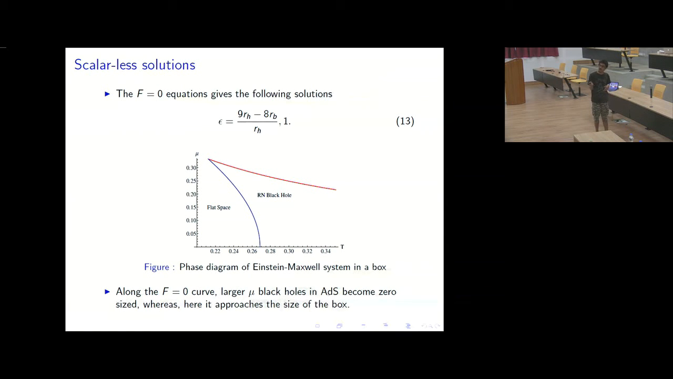So the RN black hole exists, the big black holes can exist only in this region, where the free energy is less than 0, thereby thermodynamically favored. It's the saturation kind, like the box is being filled with the black hole itself. The extremal one is just the T equals 0, mu equals 1 point. That I have not included in this because that's just a point.